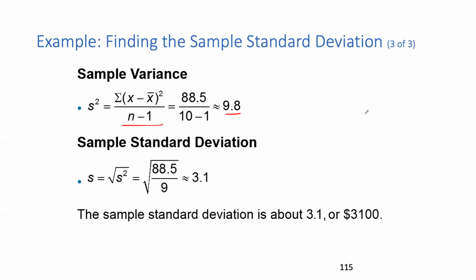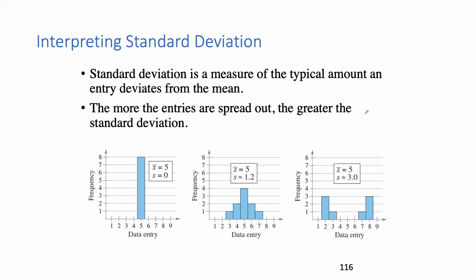All right. So what does this standard deviation tell me? What kind of information does it give me? The standard deviation is a measure of the typical amount an entry deviates from the mean. Let's look at these three examples that I have here. Here's a data set where there are eight entries, so the frequency is eight, and all eight entries are just fives. So it's just five, five, five, five, eight times.